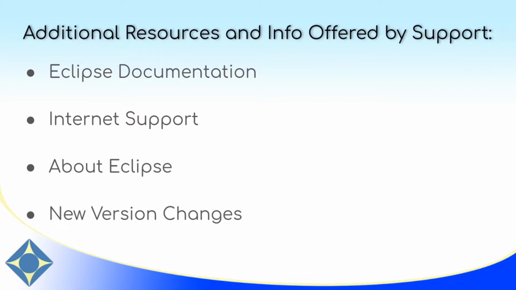These 4 resources are the Eclipse Documentation folder, which contains the manual and other resource documents, Internet Support, which allows you to launch a website, About Eclipse, which will tell you information about Eclipse and your licensing, and New Version Changes, which will tell you information about new version changes for the version that you are running.